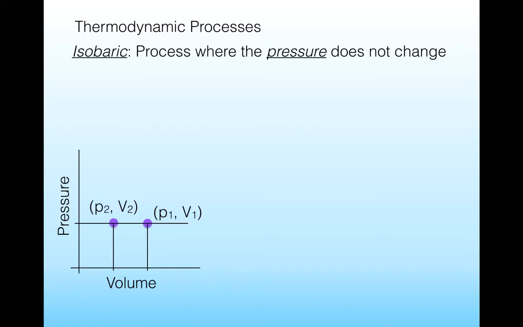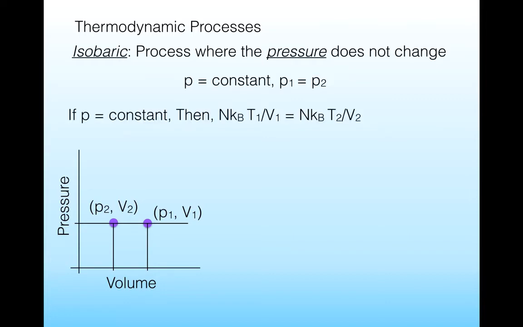The next process we'll talk about, we also slightly touched on, which is an isobaric process, which means that the pressure is the same throughout the process. This is represented by a horizontal line on the PV diagram. P is constant here, so P1 equals P2 for all locations along that horizontal line. And we can see, using the ideal gas law, that NkBT1 over V1 equals NkBT2 over V2 for a process where the pressure is constant.